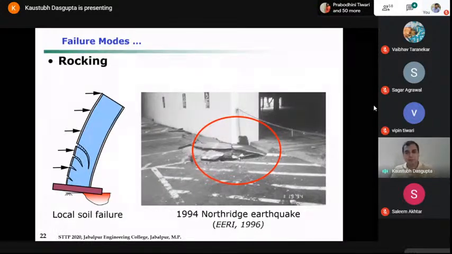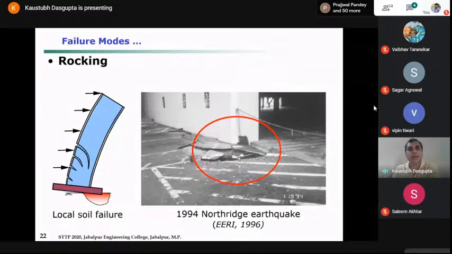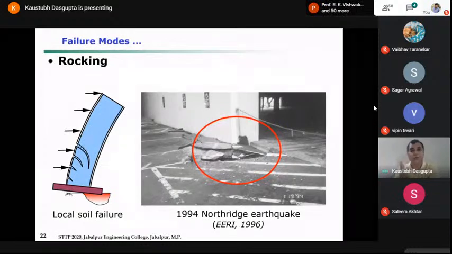So this type of failure is not so common in the conventional structural walls, but nowadays people are trying to construct shear walls in such a way that they allow this rocking type of movement only. They won't allow any other type of damage. They want only rocking type of movement. So rocking shear wall is also now being attempted in research.